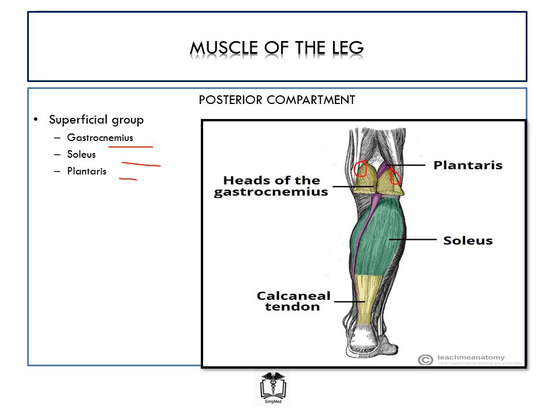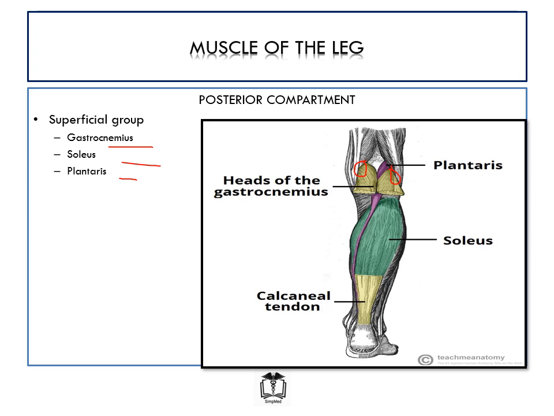They both insert together with the soleus muscle. The soleus and the gastrocnemius combine together to form a single tendon known as the calcaneal tendon, and that tendon inserts on the calcaneus bone. The innervation of the gastrocnemius comes from the tibial nerve. Tibial nerve is a branch of the sciatic nerve.